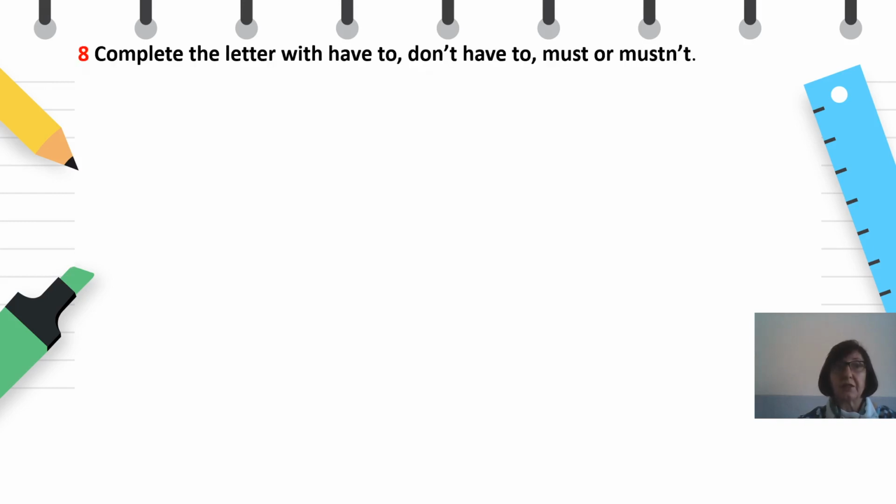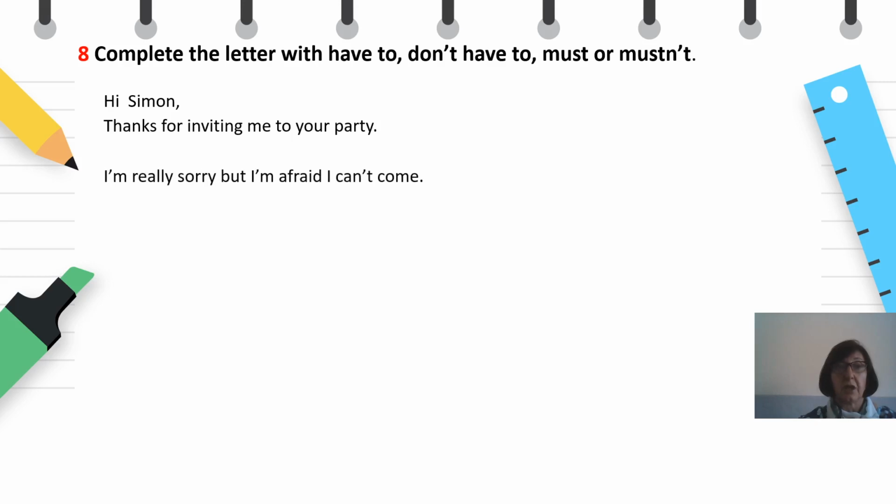The next step is exercise 8, in which you have to complete the letter with have to, don't have to, must or mustn't. The letter is sent from Jamie to his friend Simon, in which the text says: Hi Simon, thanks for inviting me to your party. I'm really sorry, but I'm afraid I can't come. I have to go to Paris with my parents the next day.